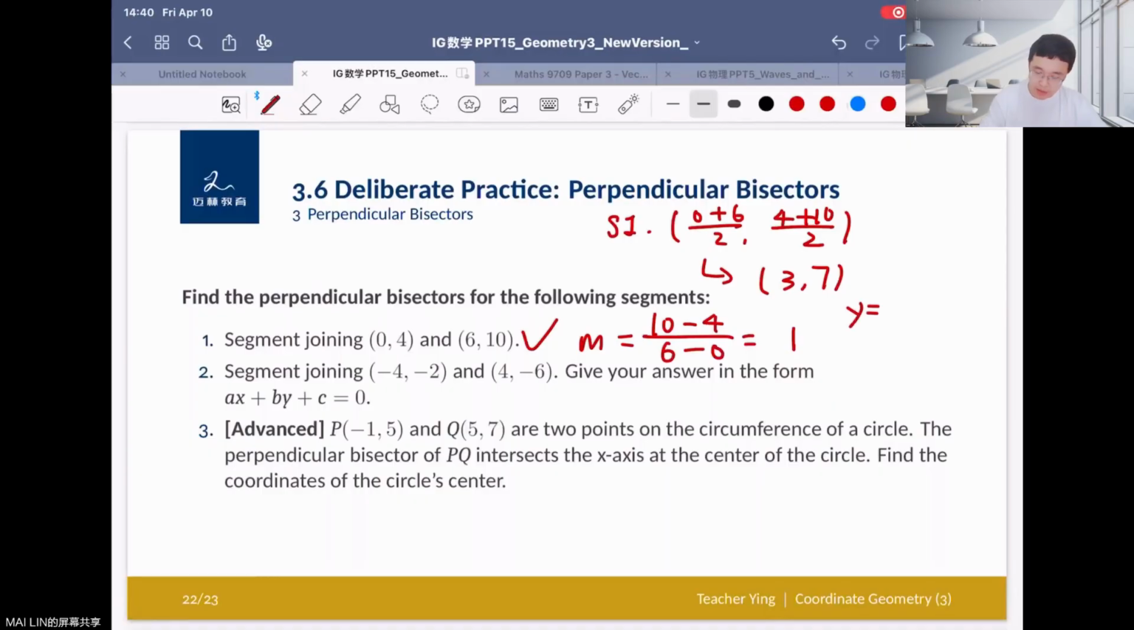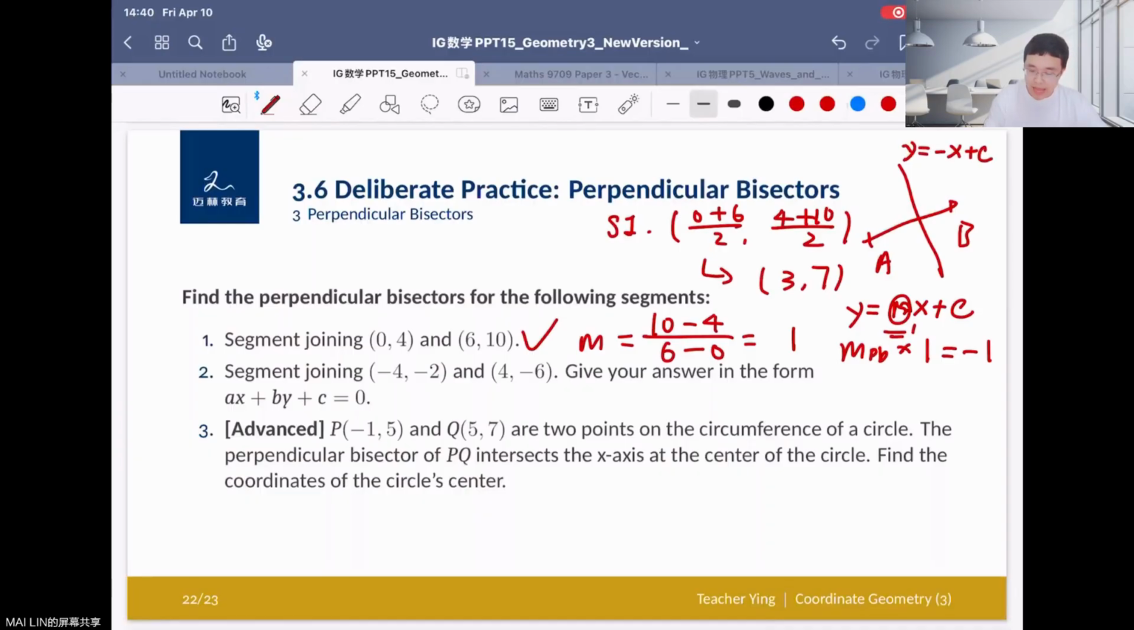So we have the line y equals mx plus c, and we know that AB is perpendicular to the bisector. So the perpendicular bisector has a new gradient, and if we multiply it by the original gradient 1, it equals -1. So here it is y equals -x plus c.